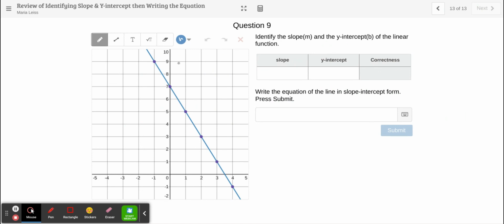By the way, on the very last one, lines going down, what's that mean for your slope? Yeah, your slope's going to be negative.